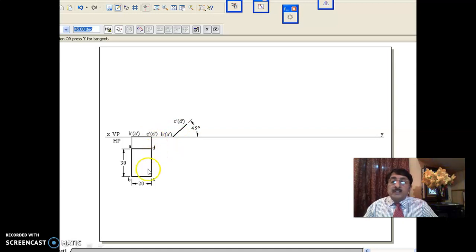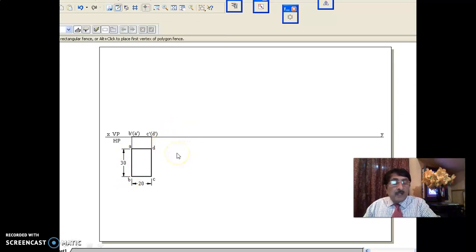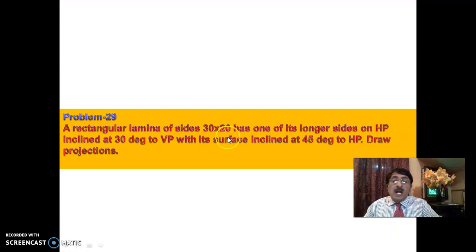When you lift this CD up, AB will be on HP, and this edge will still be parallel to VP. As a result, this is 20 mm and this will also be 20 mm. And you know B dash A dash is on the XY line, AB, that is 30 mm. The longer side of the rectangle is on HP. And what is its surface inclined? 45 degrees to HP.